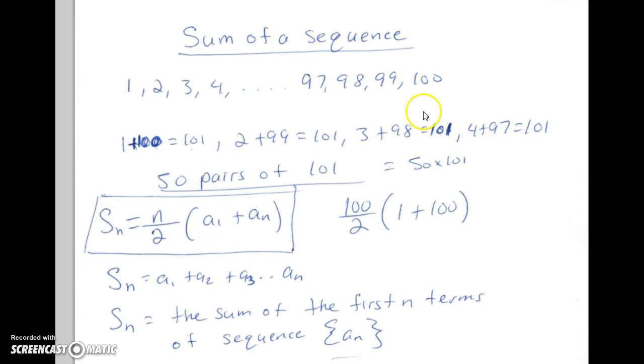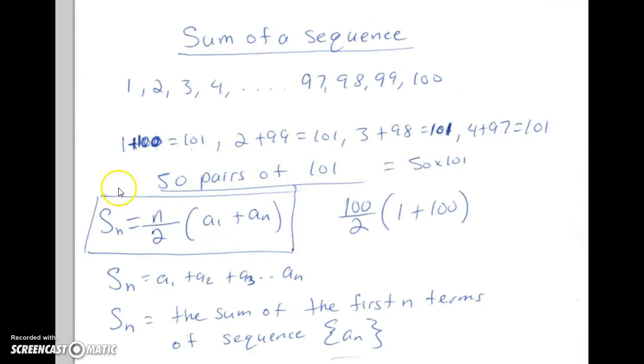Notice 1 plus 100 is 101. 2 plus 99 is 101. 3 plus 98 is 101. 4 plus 97 is 101. And we can keep going. If you sum up the first 100 integers, there are basically 50 pairs of 101. I'm sorry, it would be 5 and 96, sorry about that. 5 and 96 is 101. 6 and 95 is 101. Okay, so 50 pairs of 101 is basically 50 times 101.